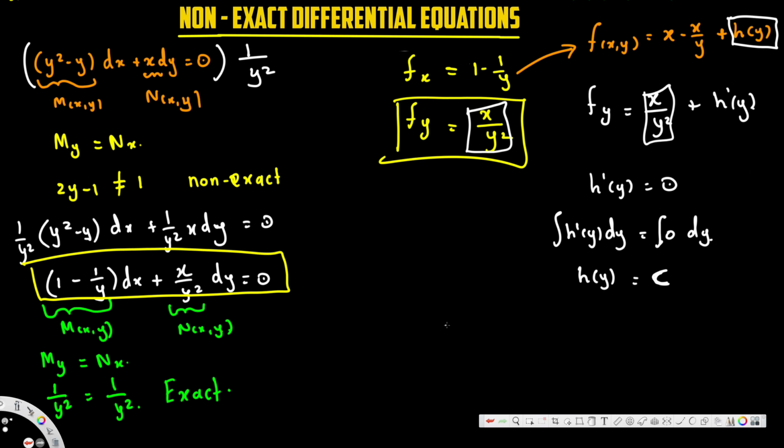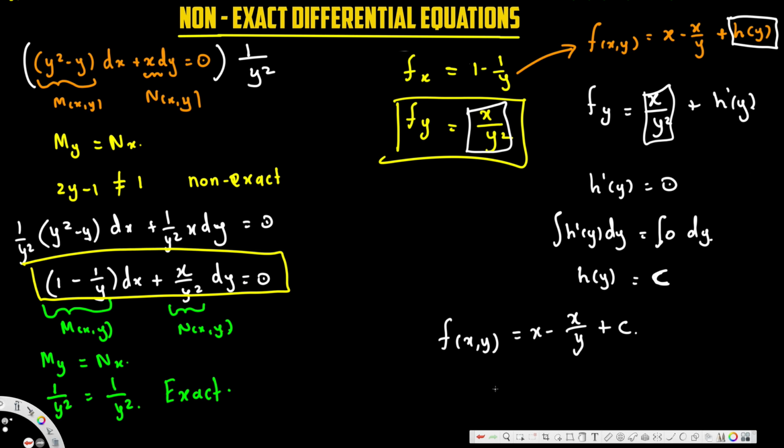Now this is going to be our solution. So we can say f of x comma y is equal to x minus x over y, and instead of h of y we add this constant. Now finally we have to equate the whole thing to 0. 0 is equal to x minus x over y plus constant, and this is going to be the solution for this exact differential equation.